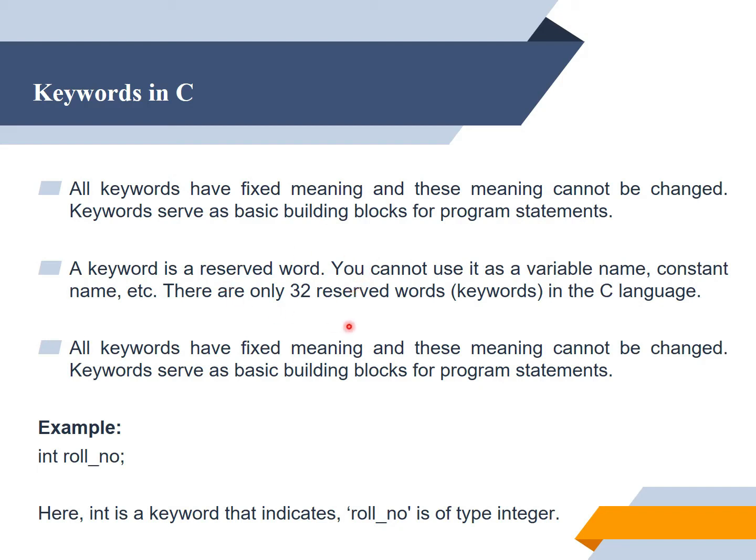There are 32 reserved words, and these are used, like here if we look at the example, int roll number. Int is a keyword. We cannot use int otherwise. Whenever we use int, we are telling the compiler that I am talking about the integer data type. Whereas roll number is the name of a variable. This is made by the user. It should be meaningful, it should be small, it should not contain spaces, it should not be made up of keywords.